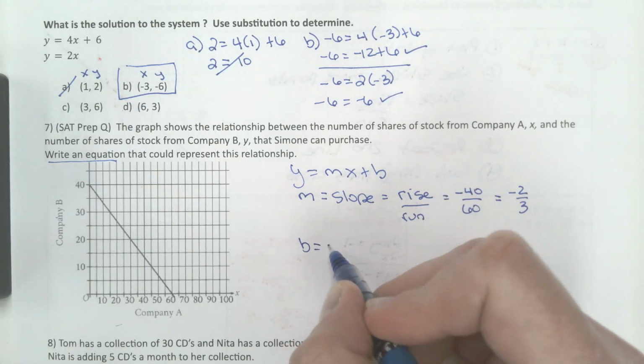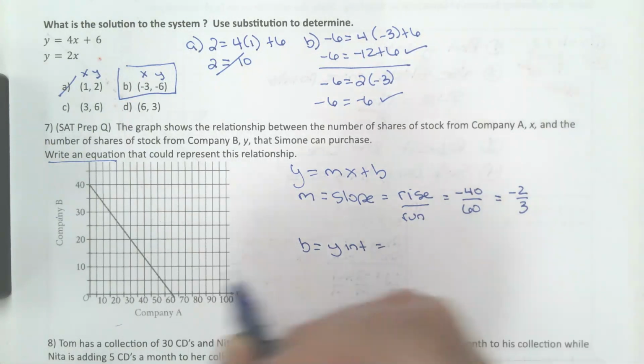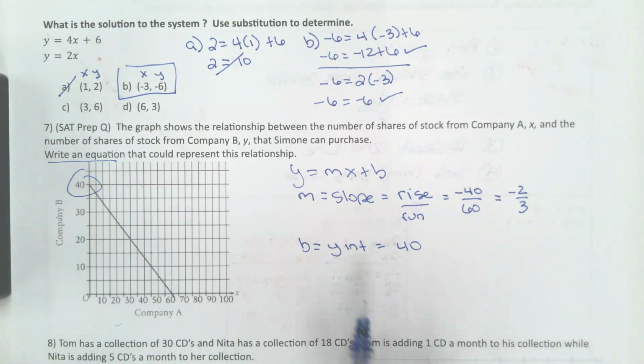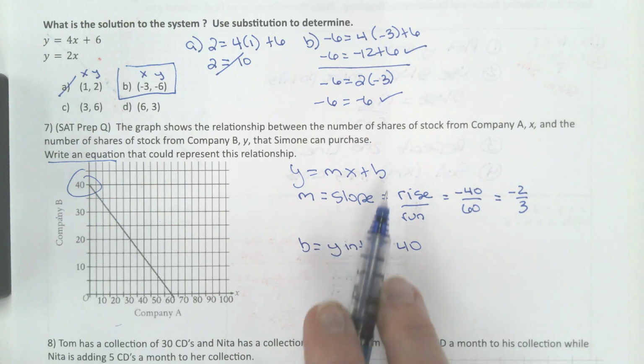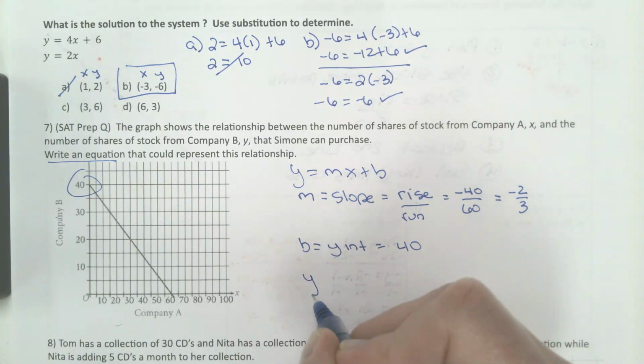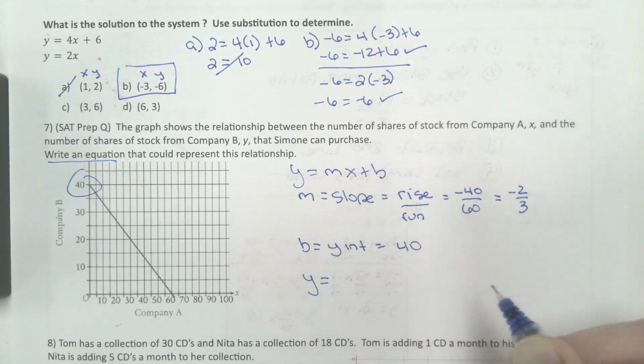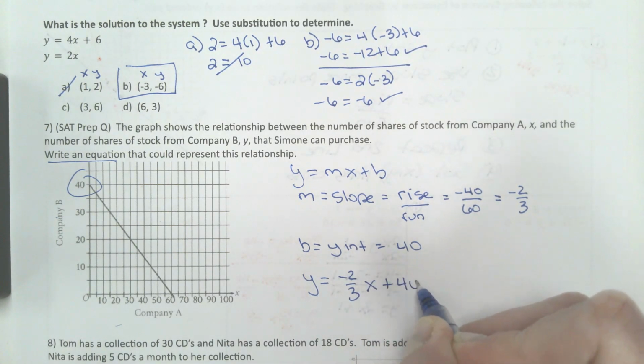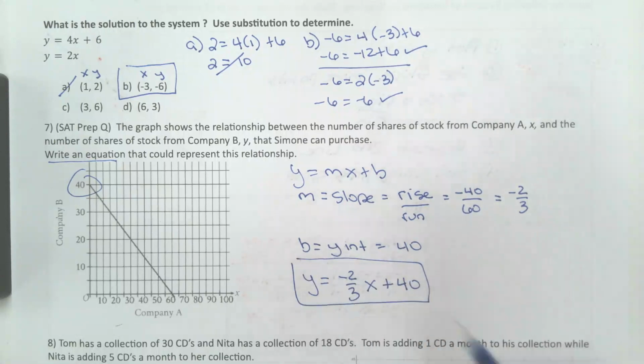The b is your y-intercept, and I can see that right there is 40. So now I have my m and my b, and I'm just going to plug them into the formula. y equals negative 2/3 x plus 40. Put out.